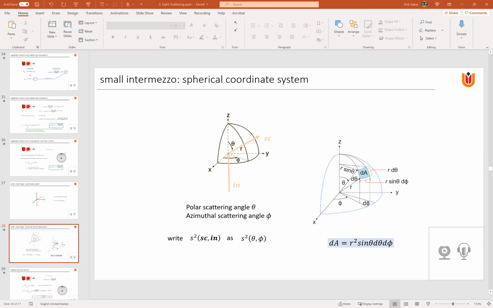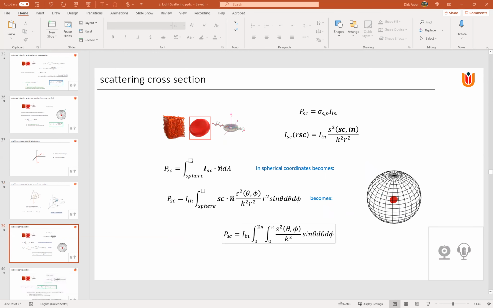This figure is blatantly stolen from Wikipedia, so you can look at that there. But the surface area element on a sphere in the spherical coordinate system is r squared sine theta d theta d phi, and that we can put in our integral. So this integral, where we had dA in a coordinate system that was not yet defined, can now be written in a spherical coordinate system as such. So the dA is replaced with r squared sine theta d theta d phi.